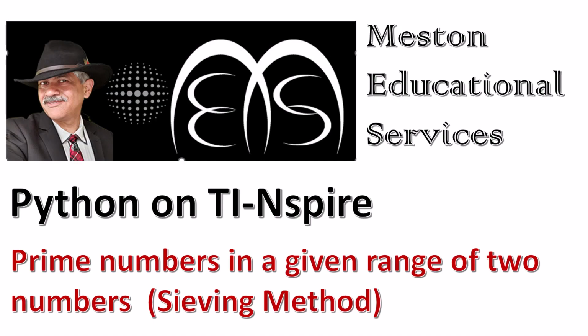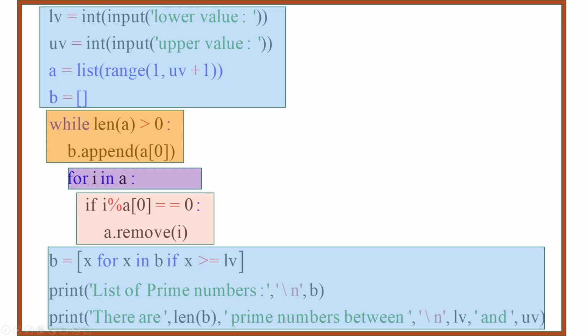Now, in the second part of this video, we are going to do exactly the same thing, except that the difference is this time we're going to generate a list of prime numbers between a given range of two numbers. So my first number could be 20 and my second number could be 90. So it will generate a list of all the prime numbers between 20 and 90. So here is the code.